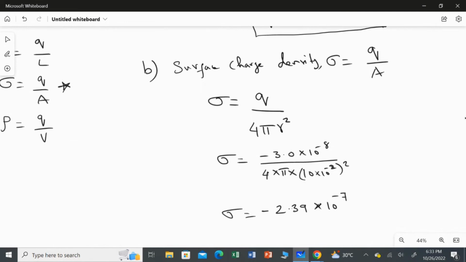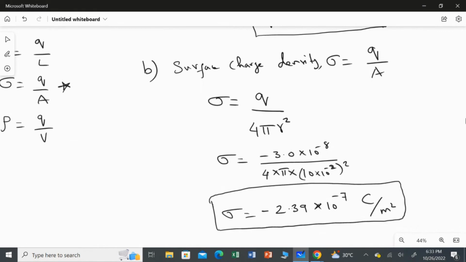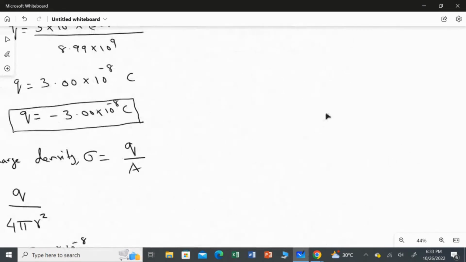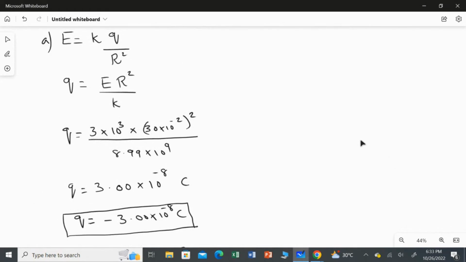What's the unit? Charge over area. The unit for the charge is coulomb and the unit for the area is meter square. Am I right? So coulomb per meter square is the unit for surface charge density. Understand? So this is the procedure for getting the answer for the second part. But you should memorize the formula for the surface area of the sphere. Clear? The surface area of the sphere is 4 pi r square. It's very, very important. This formula will not be given. You have to remember this formula. Understand? Okay. Now we have to go to the third question.